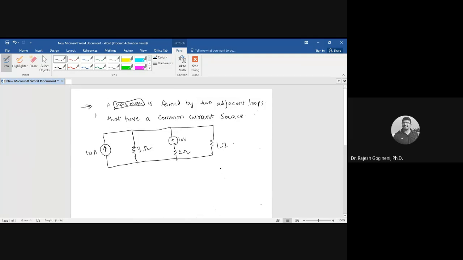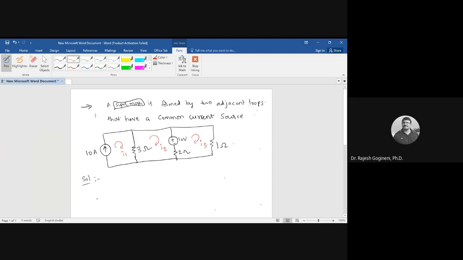What is the first step to be followed here to solve the problem? To find the mesh currents, what is the first step we need to follow? First assign the currents for all the meshes in clockwise direction. Since three meshes are there, the first one is I1, the second one is I2, and the third one is I3.